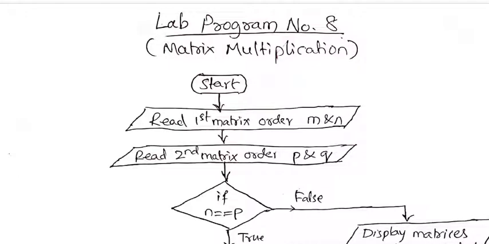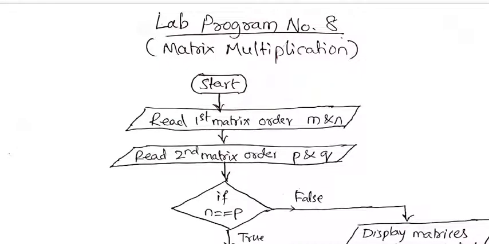In this session, we are going to talk about the flow chart. In the earlier session, we looked into the logic part and the code, the C program. We understood how the C program works. Now we will understand the flow chart, the flow chart for lab program number 8, matrix multiplication.